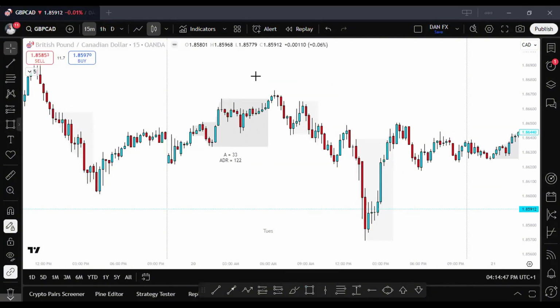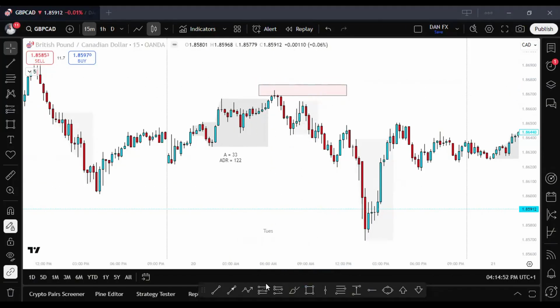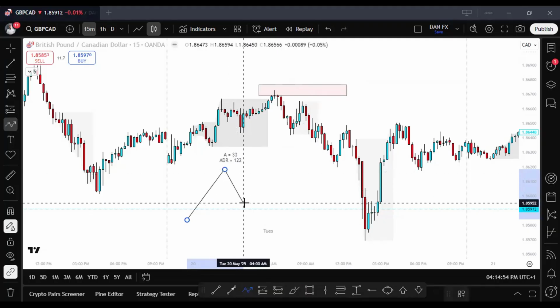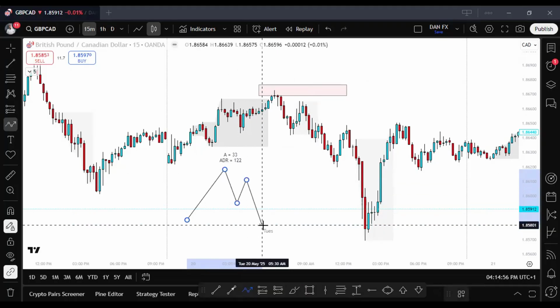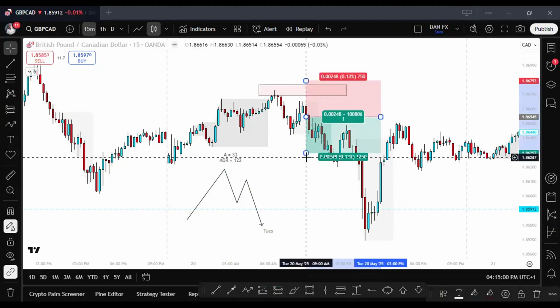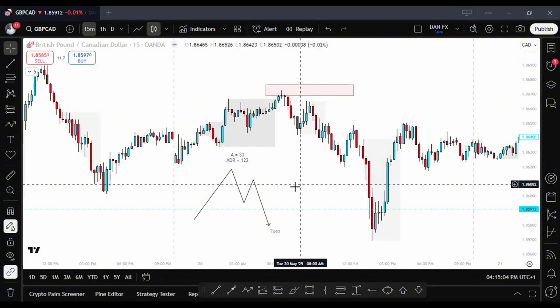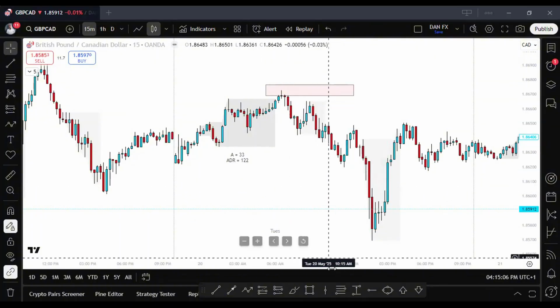I personally will not take this M formation. I usually like it coming back to this zone, but if you consider that a type 3 M formation like this, then this would have been a sell at this point, right? That's a nice M formation, but I personally will not take that, so I won't count that as a trade for me.